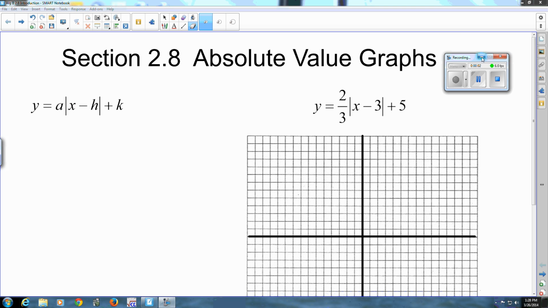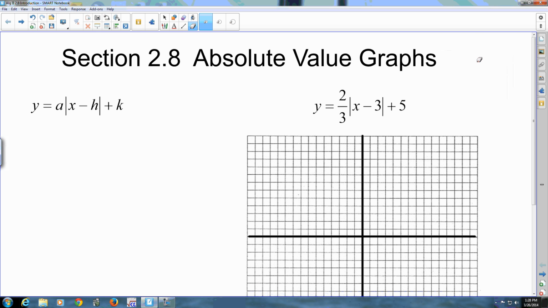Hello everyone, this is for Algebra 2, section 2.8. It's on graphing absolute value graphs, and this is what the pattern for an absolute value graph is going to look like. Don't be intimidated by it, they're actually really easy to do. All absolute value graphs are going to be in the shape of a V. Either the V is going to open up or the V is going to open down. How to remember which one opens up and which one opens down is going to be really easy to remember.